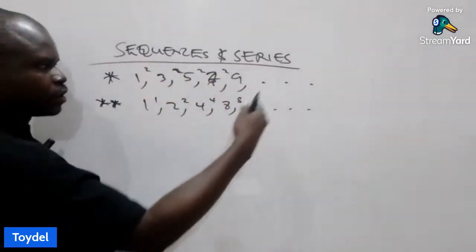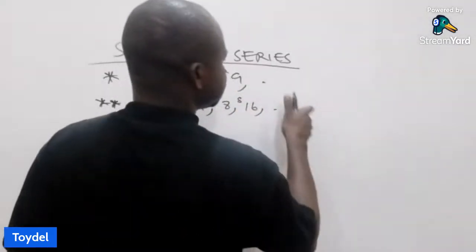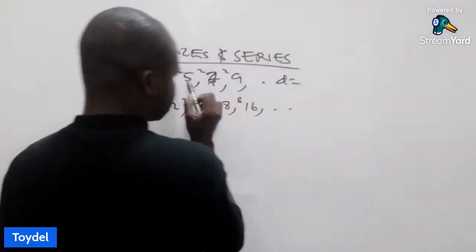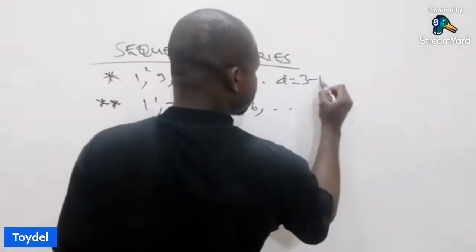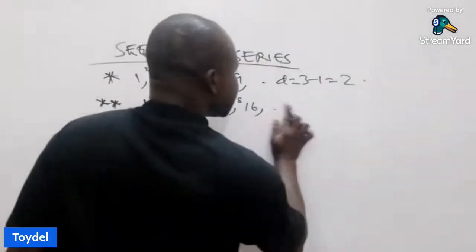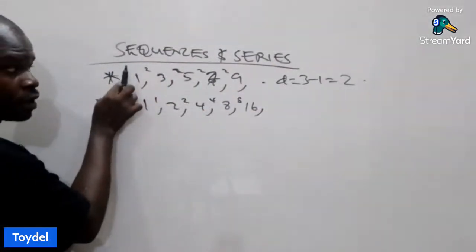There's progression. How do you get the common difference? D, the common difference, simply means the second term minus the first term, or third minus second. This will be 3 minus 1, and that is 2, which is common there. That is under linear sequence, AP.